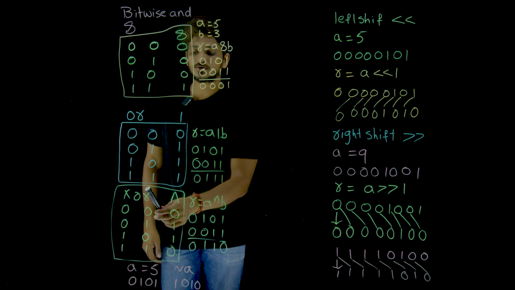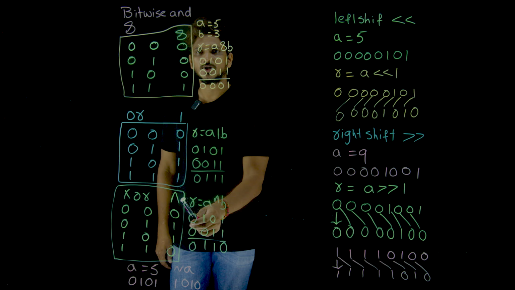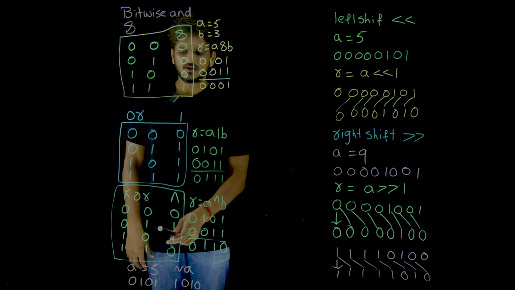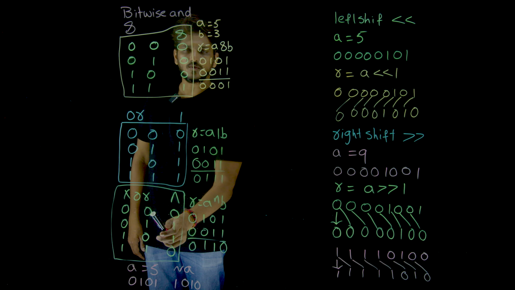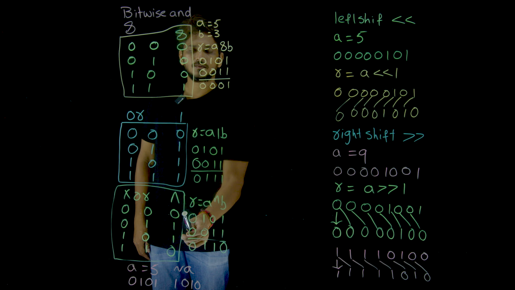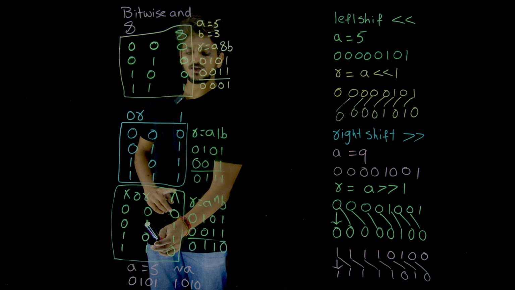Now coming to the XOR operator. The cap symbol is used for the bitwise XOR operation. So understand the truth table. 0 XOR 0, 0. If both the bits are the same, XOR gives you 0. 0 XOR 1: if both the bits are different, then you get 1.